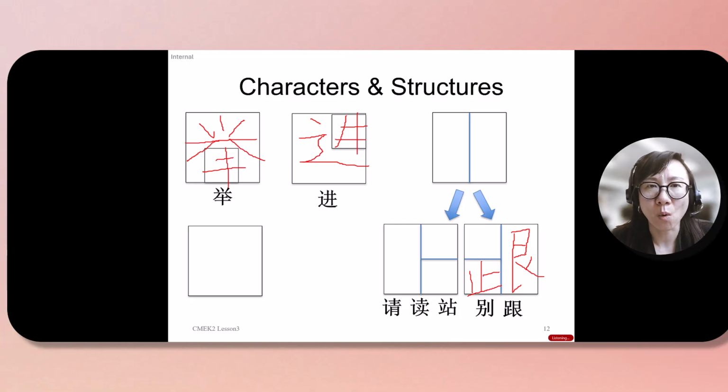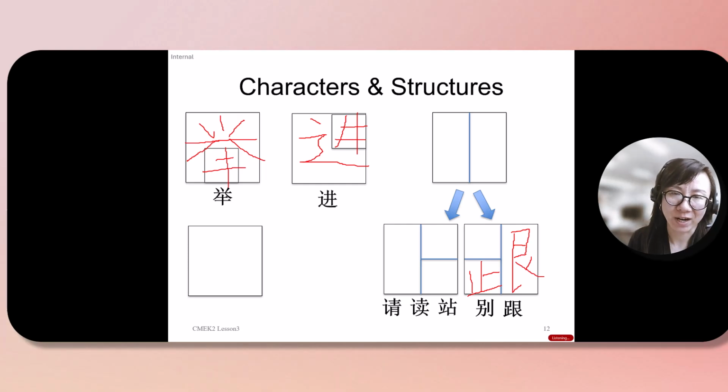You probably need a little bit of practice writing the left part of this. So this is a kind of a walking 之 bottom. Okay, so it's like a variation of the character. So you need to practice that a little bit.